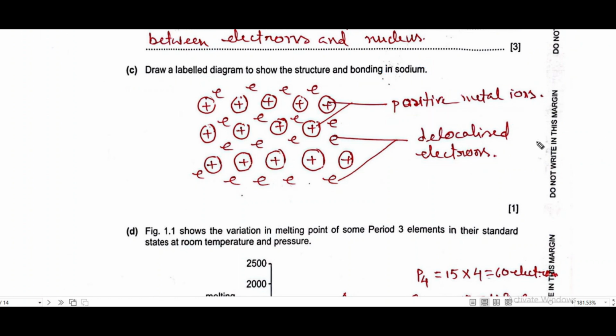And the attraction between positive metal ions and the sea of delocalized electrons is known as metallic bonding. So this is the labelled diagram of sodium metal.